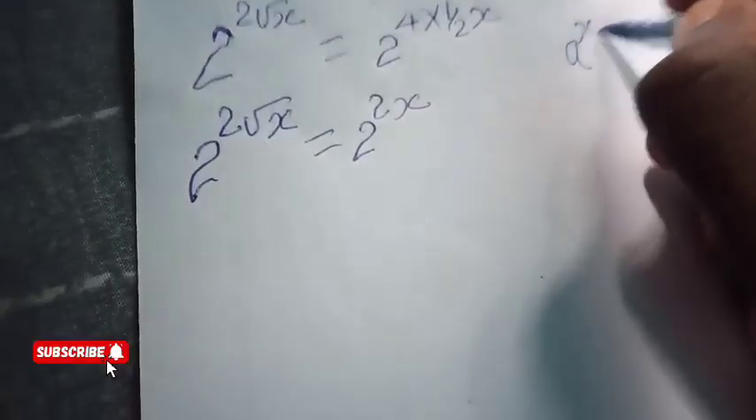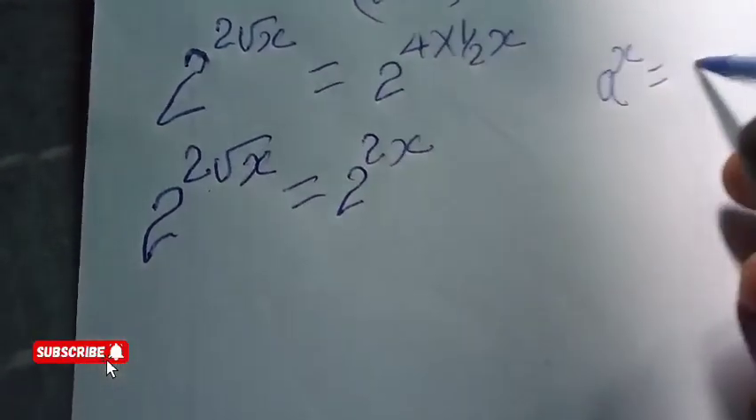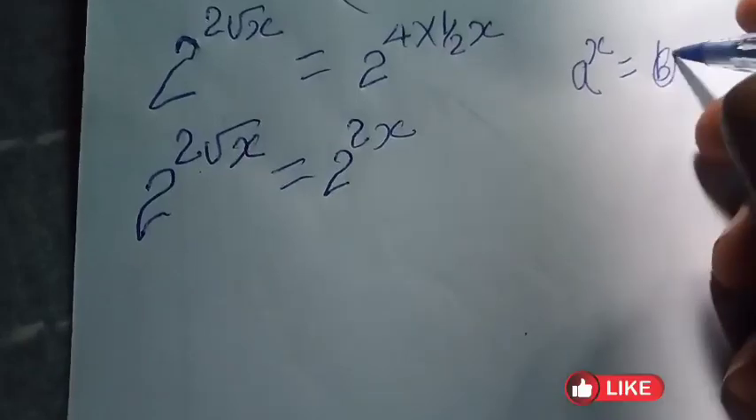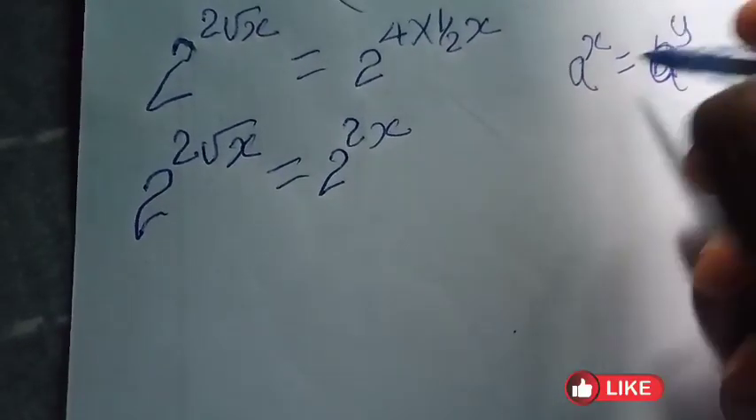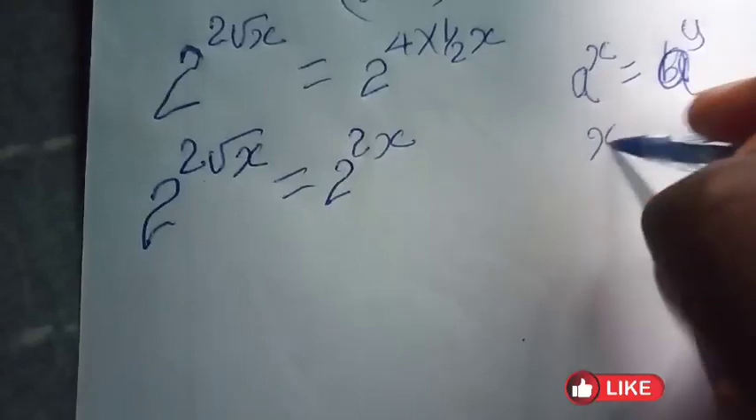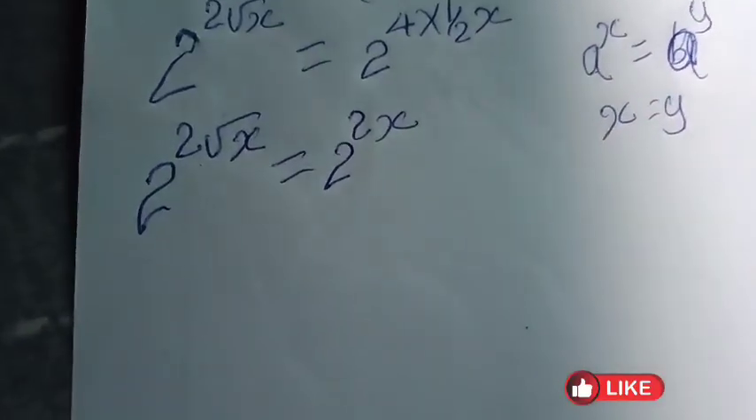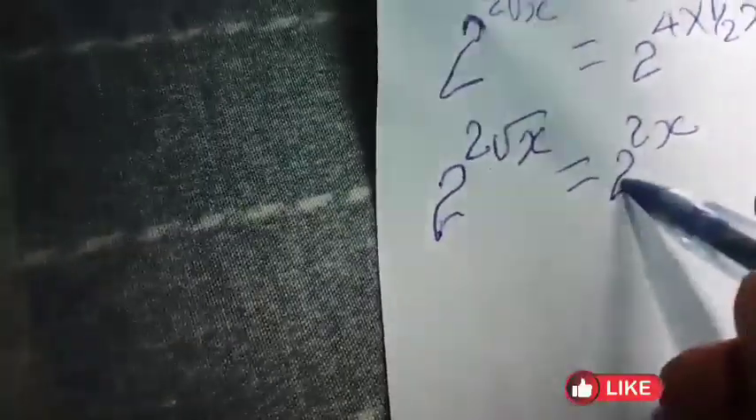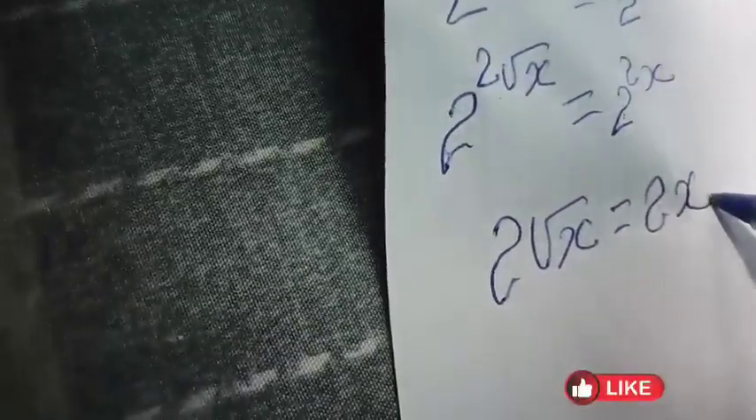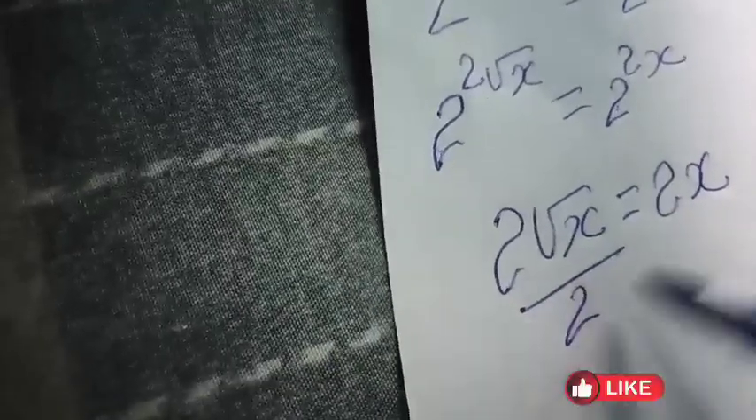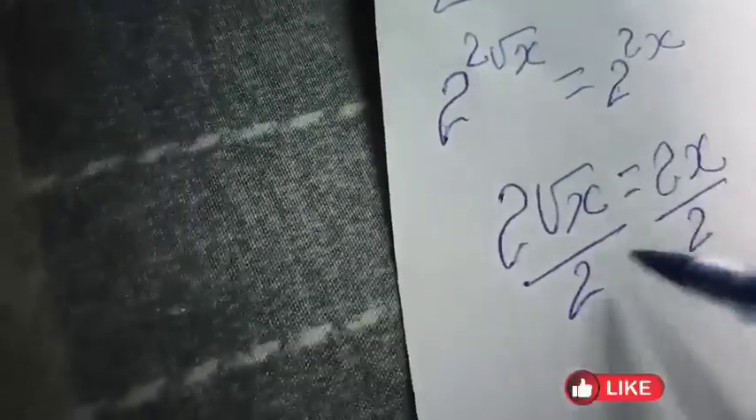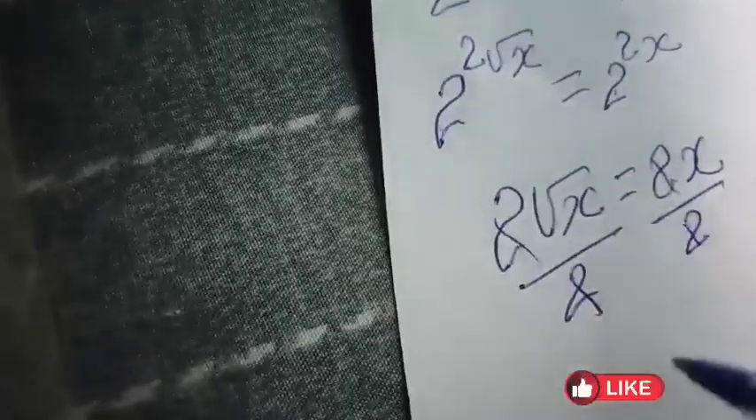Now, a to the power of x is equal to a to the power of y, the same base, so x is equal to y. In this case, 2 equal to 2, so 2 radical x is equal to 2 to the power of x, divided by 2 both sides. 2 cancels out by 2.